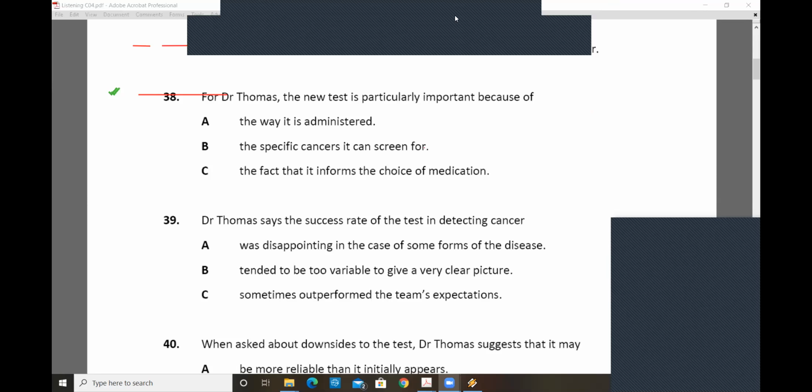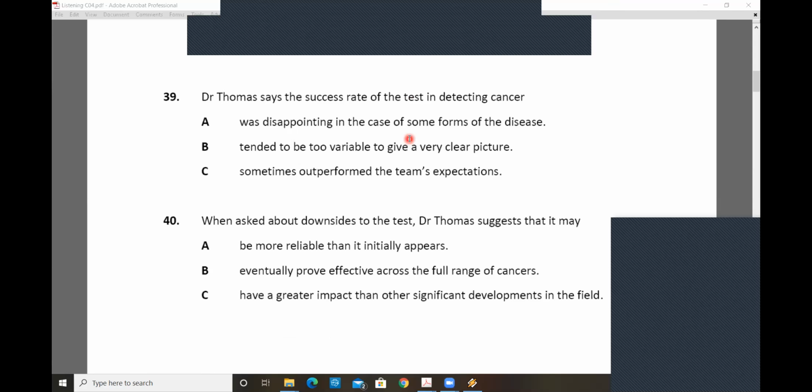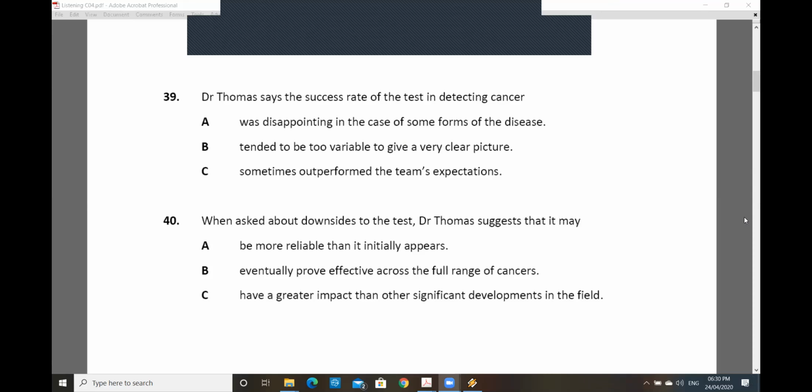Okay, then for this question, he says the success rate of the test in detecting cancer. What is his opinion? See, again, here you could have noticed that all the questions are about opinion and attitude of the speaker. So, can I ask Faiz to explain what answer you have selected in 39 and why?